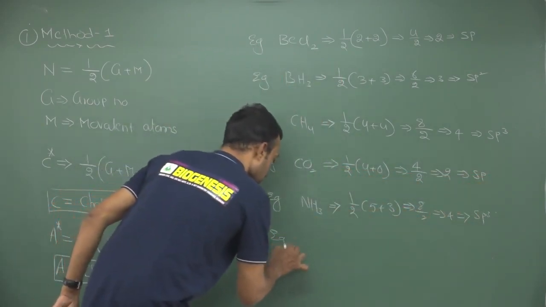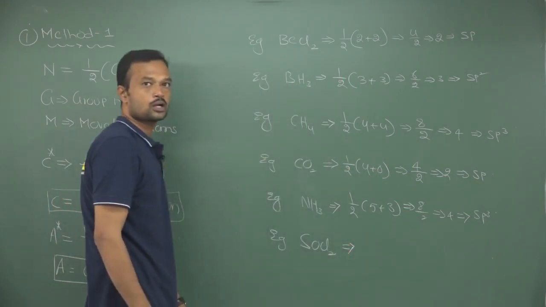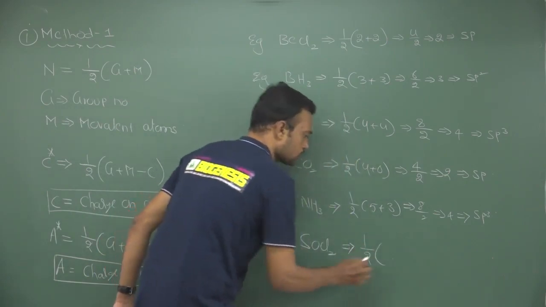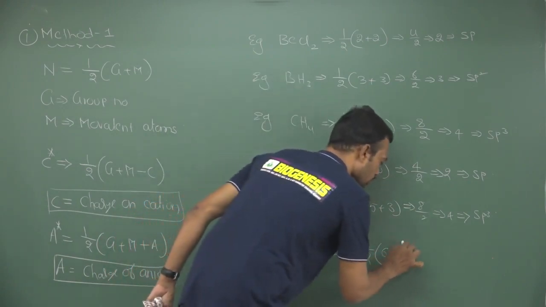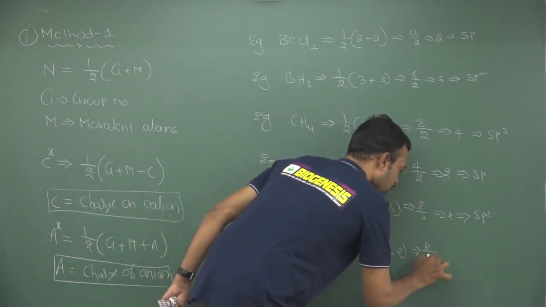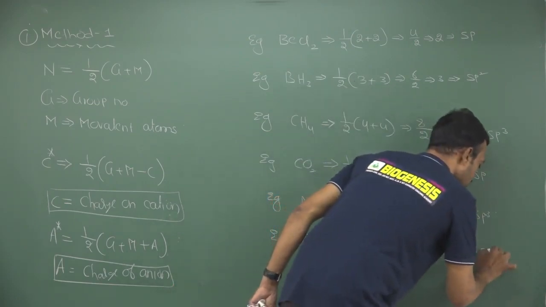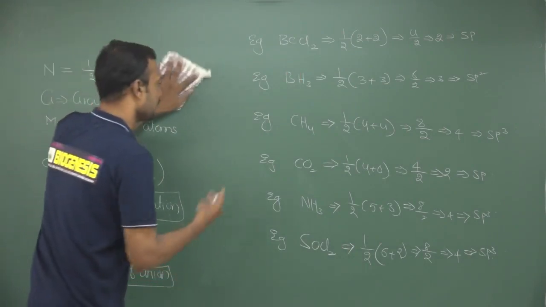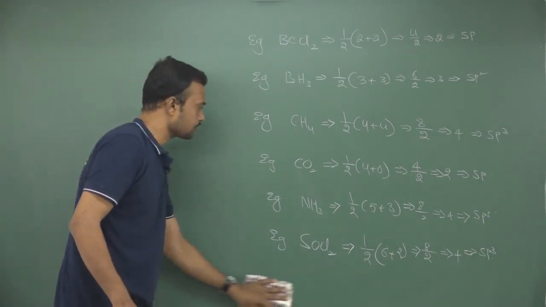Suppose I would like to take SOCl2, thionyl chloride. Sulfur belongs to the sixth group. The central atom is sulfur, so this is 6. How many monovalent atoms are there? 2 monovalent, so take 2, and here 8 by 2, finally you will get 4. If it is 4, the hybridization is simply sp3. Thionyl chloride, like that. We can calculate hybridizations of many molecules like this.